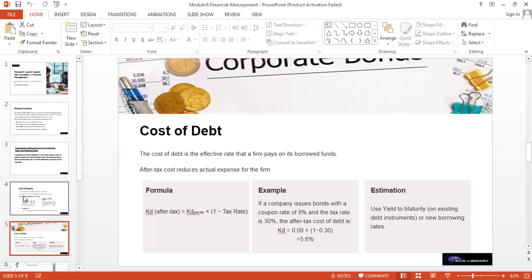So that's cost of debt after tax equals cost of debt pre-tax times open bracket 1 minus tax rate. As an example, if a company issues a bond with a coupon of 8% and a tax rate of 30%, what is the after-tax cost of debt? KD is equal to 0.08, which is 8%, times 1 minus 0.30, which is the 30% tax rate, which gives us 5.6%. In estimation, we use the yield to maturity for existing debt instruments, and we also use the new borrowing rate.